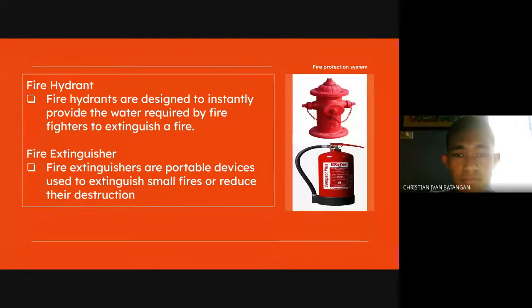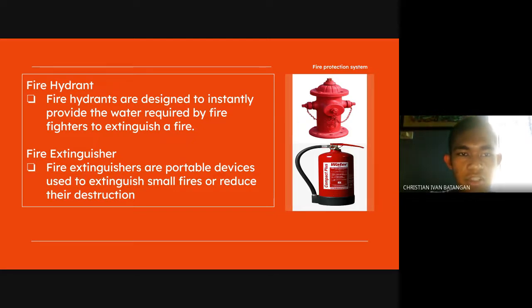Next slide, please. There are also the fire hydrant and the fire extinguisher. A fire hydrant is designed to instantly provide the water required by the firefighters to extinguish a fire. It is a fixture placed inside or outside a building, parking area, industrial area, mine, roadside, etc. that is connected to the municipal or private water service network.